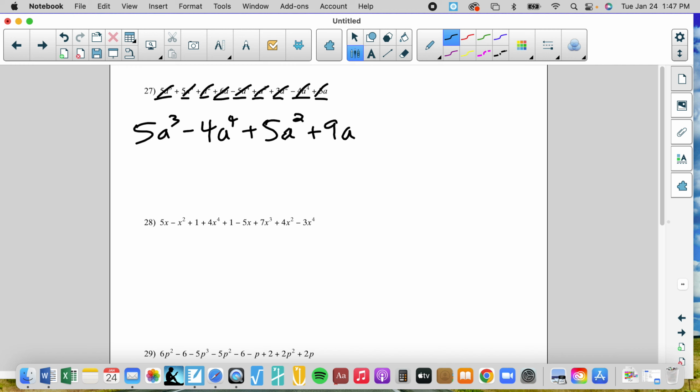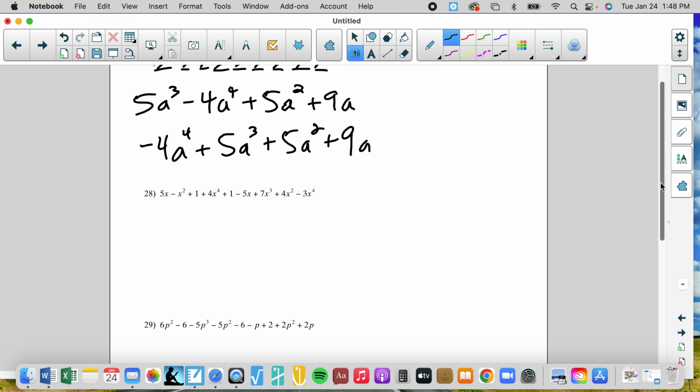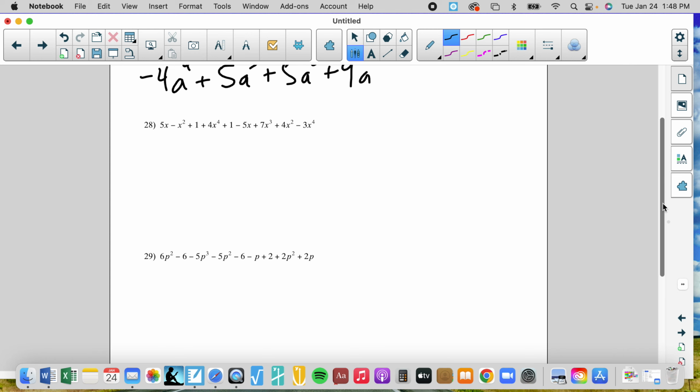Now I want to make sure it's in standard form. I look at the first term, that's a. So those all tie. I don't use alphabetical order because they're all the same variable a. So now I have to go to their exponents. So -4a to the fourth plus 5a to the third plus 5a squared plus 9a. Good. That would be my answer. I can't combine them because they're not like terms. They have the same variable, but not to the same exponent.